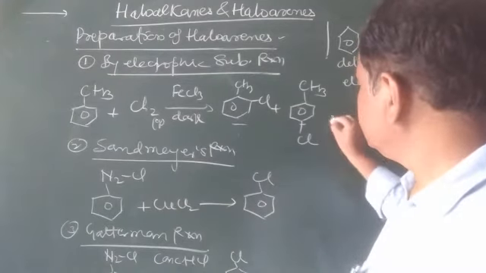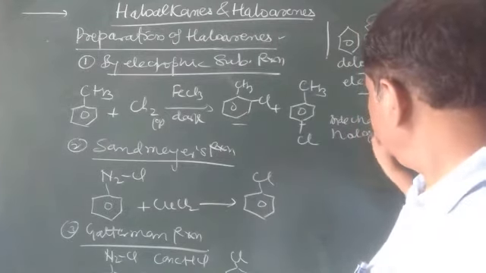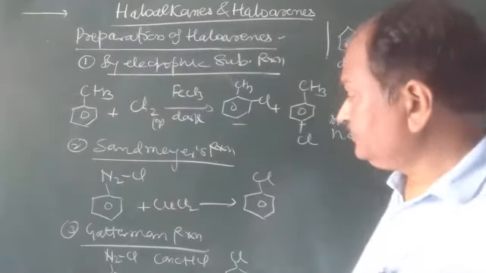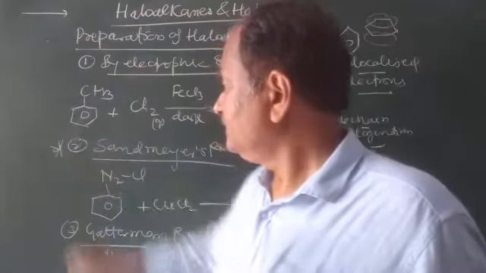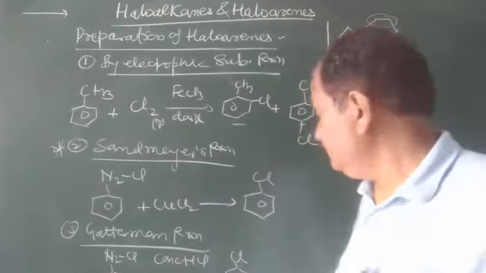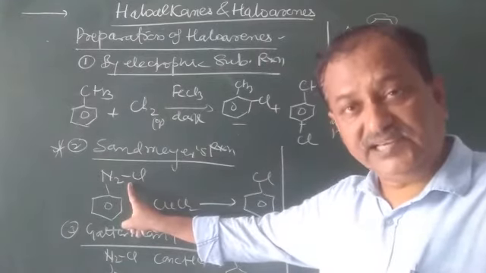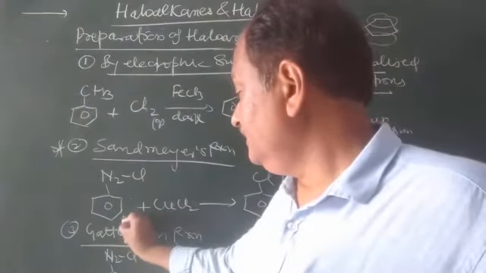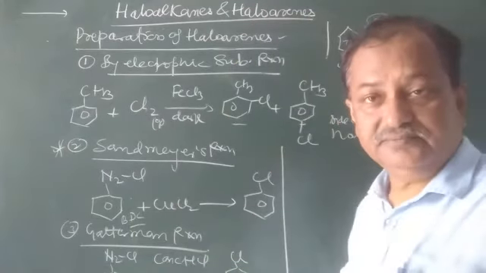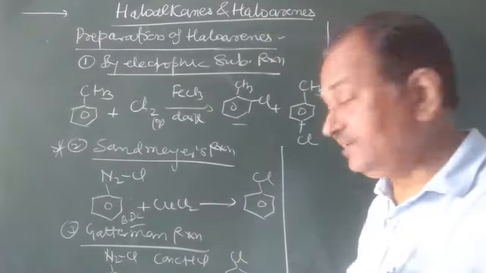This is called side chain halogenation. It is not possible to add directly by this. Now second, a very important reaction, Sandmeyer's reaction. This is benzene diazonium chloride, C6H5N2Cl, BDC, and in the presence of cuprous chloride there is formation of chlorobenzene. The other is Gattermann reaction, the second one.